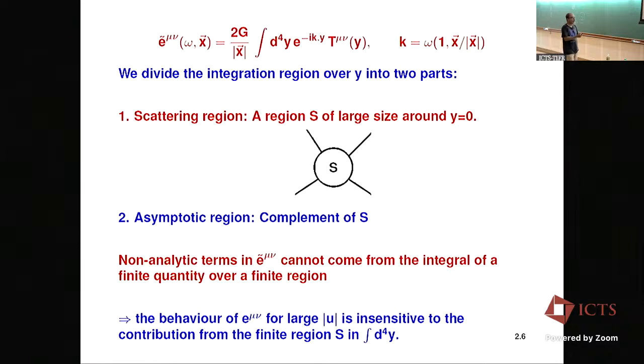And in the asymptotic region, first of all, the forces that operate are the long-range forces, and because it's far away from the place where the scattering is taking place, we expect that the fields will be weak. Right? So E mu nu will be small in the asymptotic region, and hence we can try to iteratively solve this.